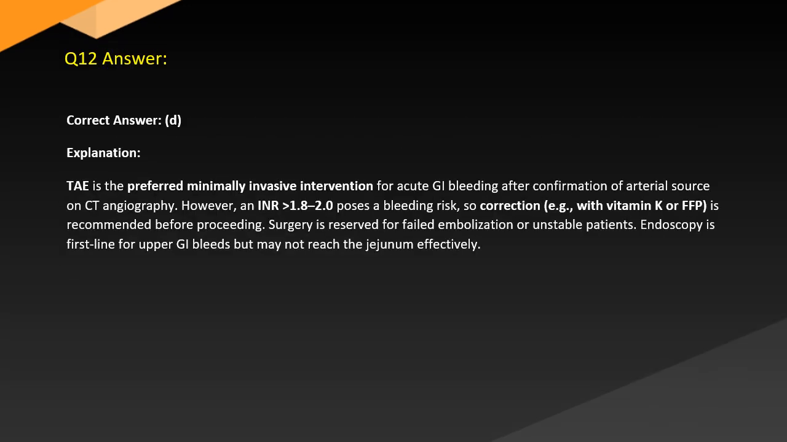Answer. Correct answer, D. Explanation. TAE is the preferred minimally invasive intervention for acute GI bleeding after confirmation of arterial source on CT angiography. However, an INR above 1.8 to 2.0 poses bleeding risk, so correction with vitamin K or FFP is recommended before proceeding. Surgery is reserved for failed embolization or unstable patients. Endoscopy is first line for upper GI bleeds, but may not reach the jejunum effectively.